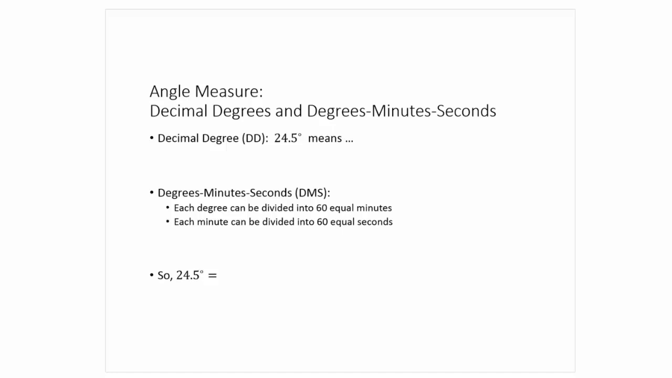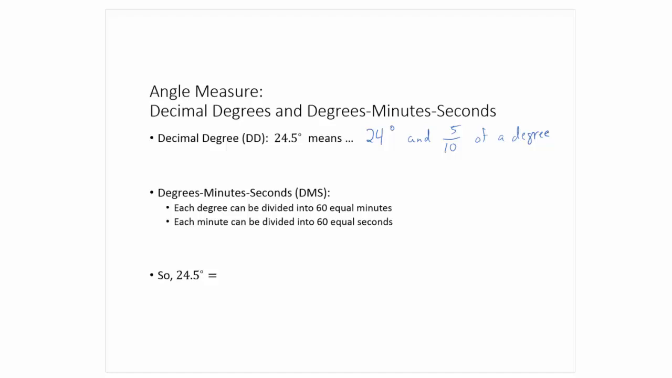So decimal degree, often abbreviated DD, 24.5 degrees. Well, that means 24 degrees and 5/10 of a degree. All right, 5/10, 1/2. So this means 24 full degrees and an additional half of a degree. That's what it means. That's what decimals have meant ever since you learned about decimals in 4th or 5th grade.